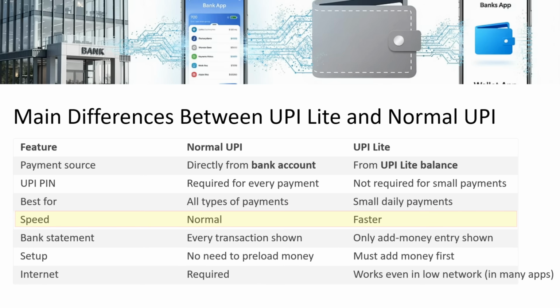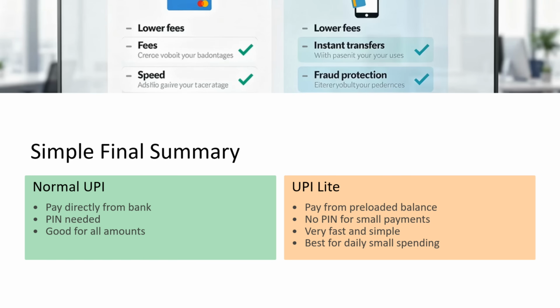Speed of normal UPI is normal. Speed of UPI Lite is faster. In case of normal UPI, in bank statement, every transaction is shown. In case of UPI Lite, in bank statement, only the add money entry is shown. In case of normal UPI, no need to preload the money. In case of UPI Lite, you must add money first. For normal UPI, internet is required. UPI Lite works even in low network in many apps. Here you can see the summary of whatever we have discussed.